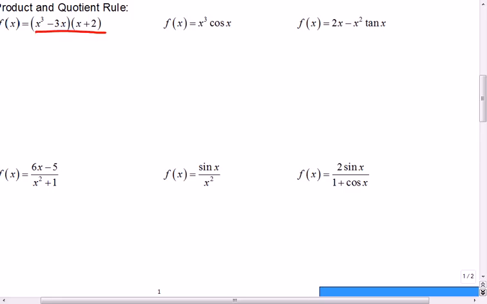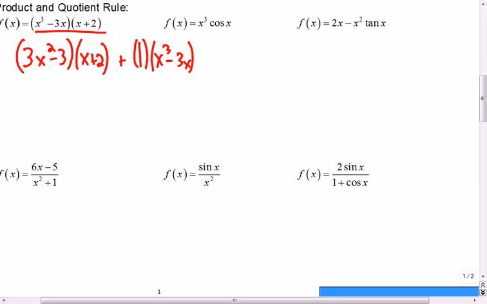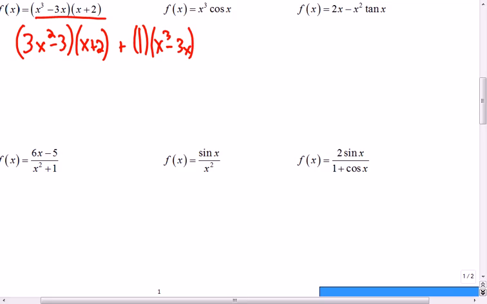So if this is the first one I start with, each one gets a turn as the derivative. So for example, it'll be 3x squared minus 3 times x plus 2 plus the derivative for x plus 2 will just be 1, and x cubed minus 3x. So again, you can go ahead and simplify it if you'd like to. I'll show you 1 or 2 of these today to simplify just to give you some ideas. But I'm more concerned that you can do the calculus part of it.